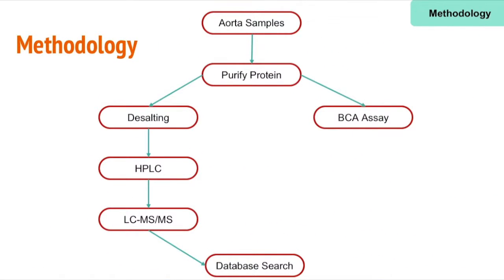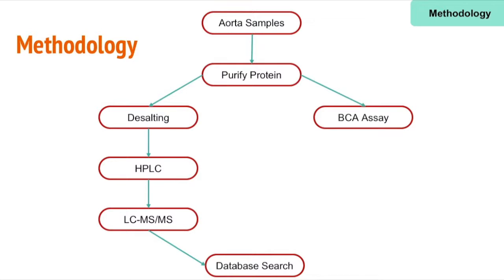We were given a plasma sample from the aorta of a pig which had ischemic heart disease. The proteins found in these samples were purified and some samples were collected for BCA assay to quantify the amount of protein present in plasma.